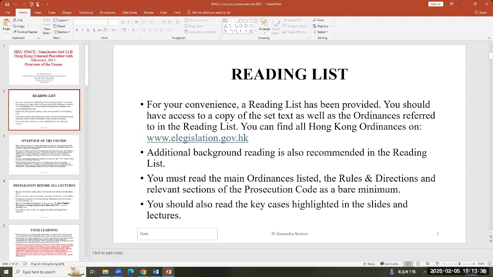Okay. I've already asked Bessie to upload the 1992 Rules and Directions, which you know a little bit about already from your evidence law classes, but we'll go into them again in a lot more detail on this course. And as well, there's the 2012 internal police version that you can also take a look at.